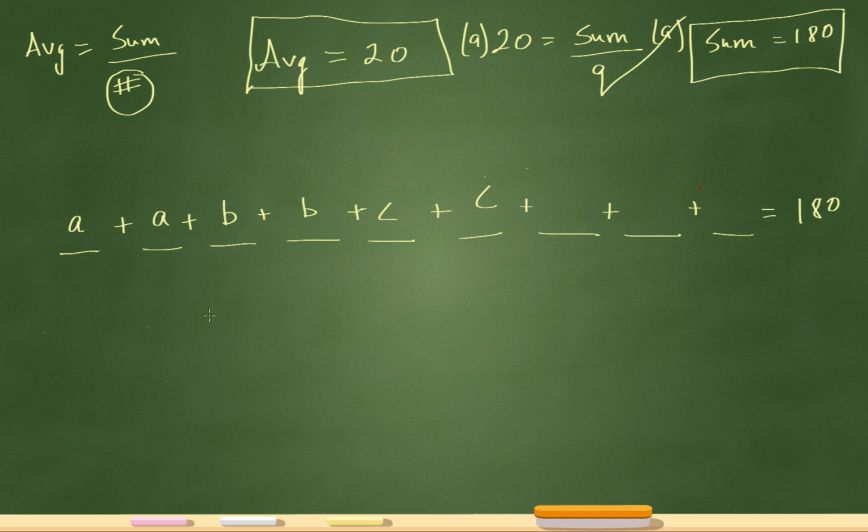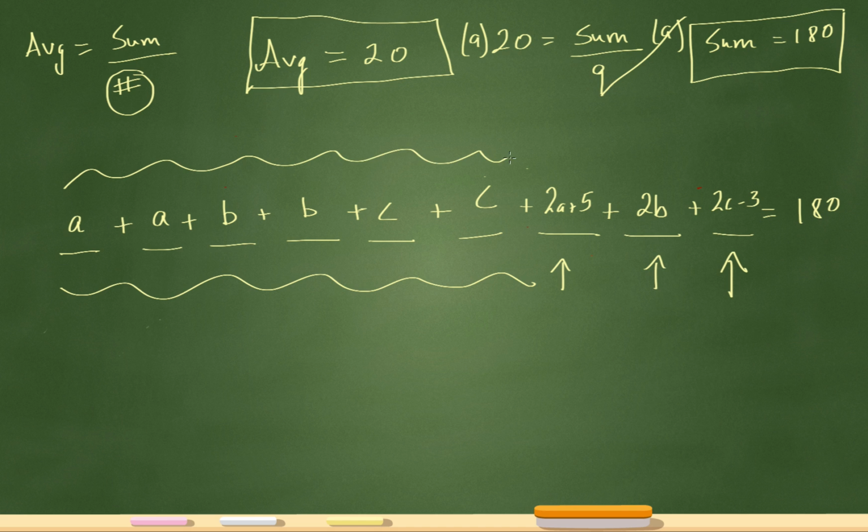Then there are 3 numbers left over, and that makes sense because the problem also tells me that 3 of the numbers are 2A plus 5, 2B, and 2C minus 3. These are 3 numbers for sure. Now it's starting to make a little more sense to me. The mode is the number that shows up the most, so these 3 numbers are filled by the expressions they give us. The 6 numbers left over have to be A, A, B, B, C, C, because all of these are modes.